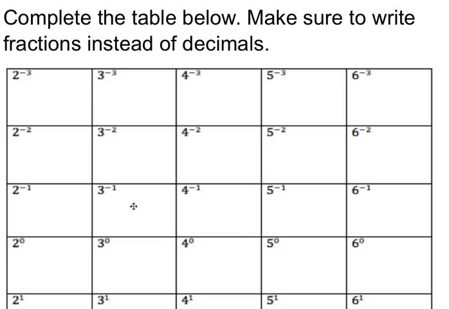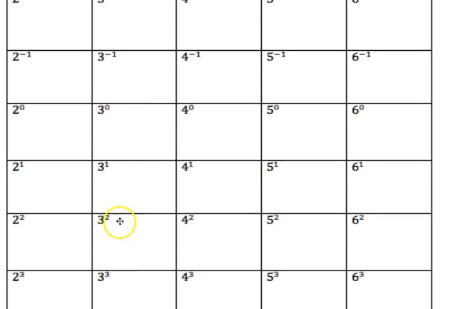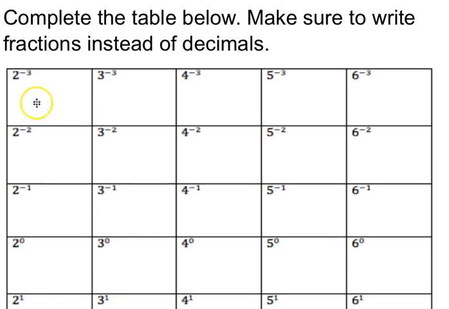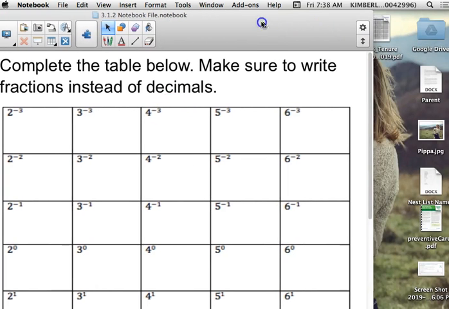On the front of your notes you have this table that's going to be useful to us. What I want you to do is type these numbers into your calculator, or if, for example, you know what 3 squared is, 3 times 3, you can go ahead and put that number down there. But you may need your calculator for these negative numbers. Make sure to write fractions instead of decimals. I'm going to teach you how to do one really quick.